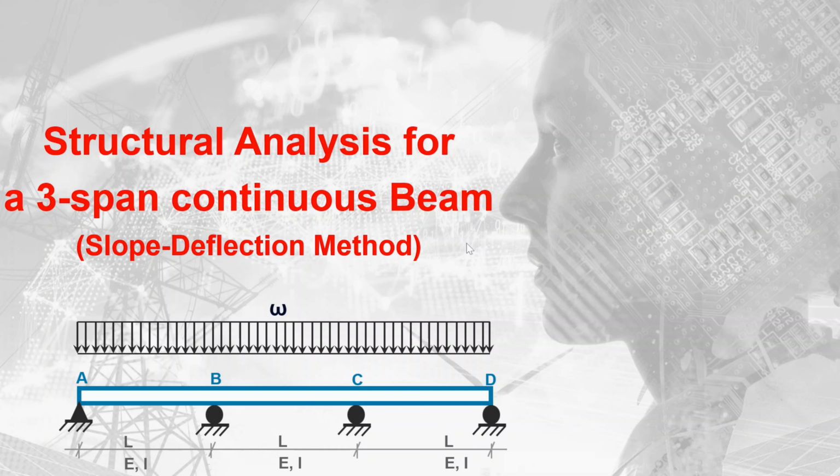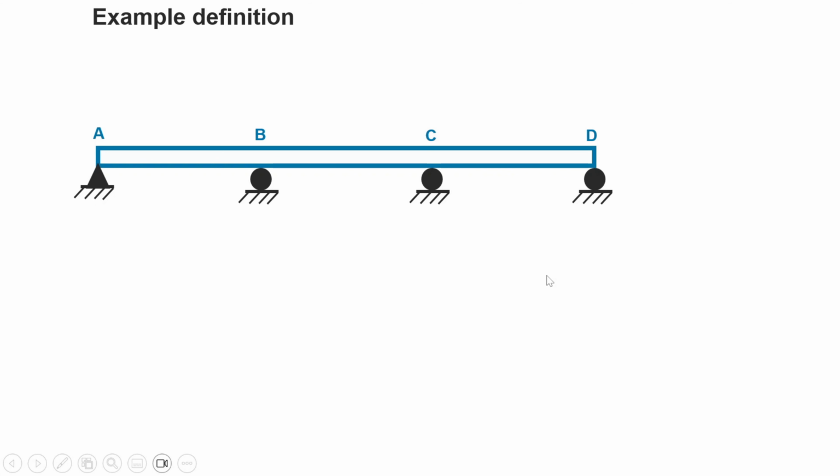Go through the solution for a 3-span continuous beam by using the slope deflection method. And for this purpose, I'm assuming a 3-span beam consisting of 4 supports. The left one is a simple support, which constrains the beam in both horizontal and vertical directions. However, the other 3 supports are rollers, which support the beam in just the vertical direction.